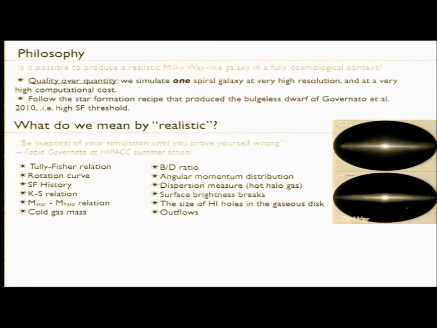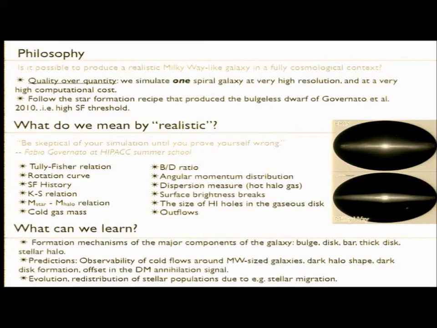And really, you have to test many, many things in order to say that your simulation reproduces a spiral galaxy. This includes the Tully-Fisher relation, the rotation curve, the star formation history, the Kennicutt-Schmidt relation at some level, the M-star M-halo relation, cold gas fraction, bulge-to-disk ratio, and you name it, including also outflows and things like that. So it's a thorough study of the simulation.